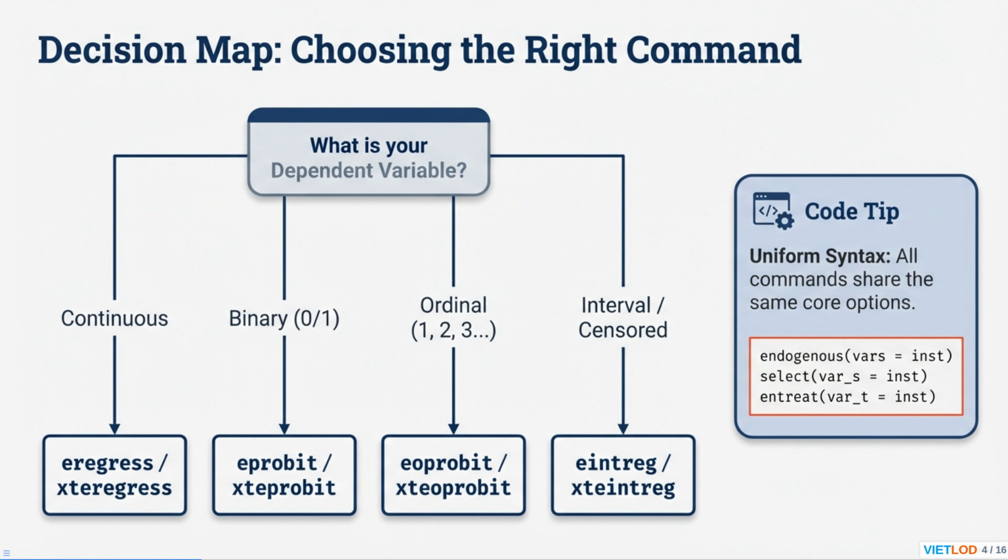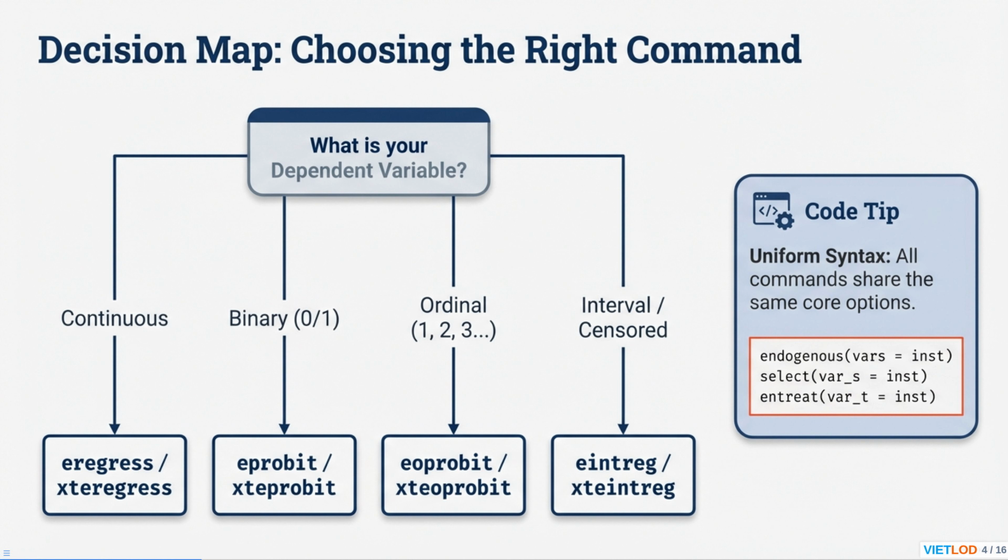Choosing the correct extended regression model command is straightforward once you identify the nature of your dependent variable. This decision map provides a clear path. For continuous outcomes, like income, you'll use eregress or xteregress if you're working with panel data. If your outcome is binary, such as a yes or no decision, eprobit is the standard choice.